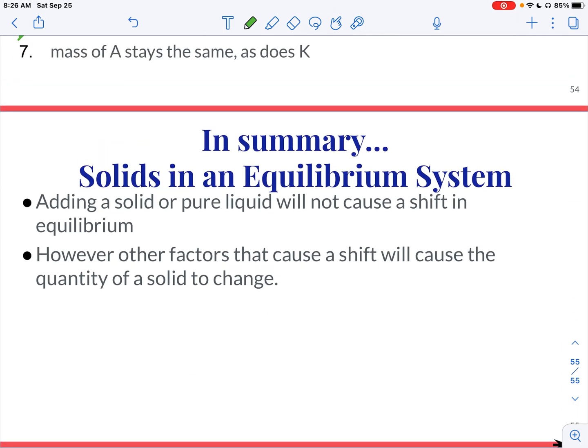Here is just a quick summary about solids because that was really new. And then the same applies to pure liquids, meaning not solutions. Okay, if they're solutions, we go to the concentration, all that business. But if it's a pure liquid, like liquid mercury, for example, it will follow the same rules as a solid. If you add a little bit of it, it does not cause a shift. But if other factors change that causes a shift, it will be affected. All right, so that's it for Le Chatelier.